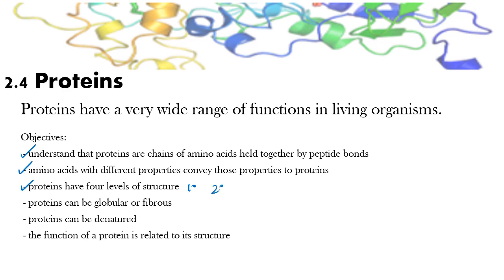Secondary structure, alpha helix or beta pleated sheet held together by hydrogen bonds only. Tertiary structure, that 3-dimensional folding held together by hydrogen bonds, ionic bonds, and covalent bonds, also known as disulfide bridges. Quaternary structure in some proteins that have multiple polypeptide units. Quaternary structure also held together by hydrogen bonds, ionic bonds, and covalent bonds. Proteins have different shapes. They can be globular or fibrous. We can actually unshape the shape of a protein. That's called denaturation. And we know that the function of a protein is related to its structure. Good work today.